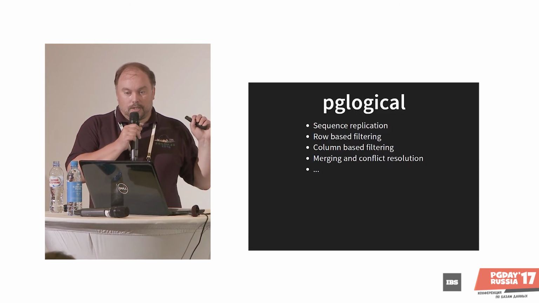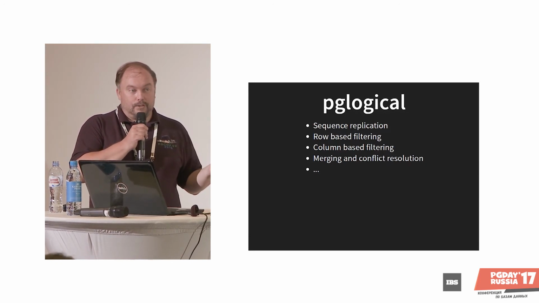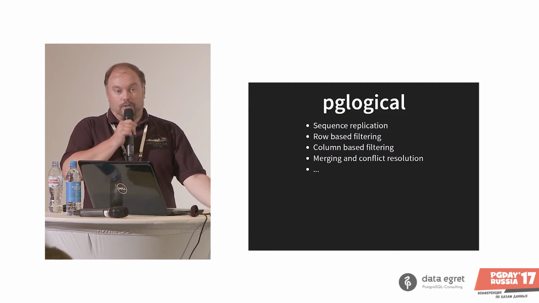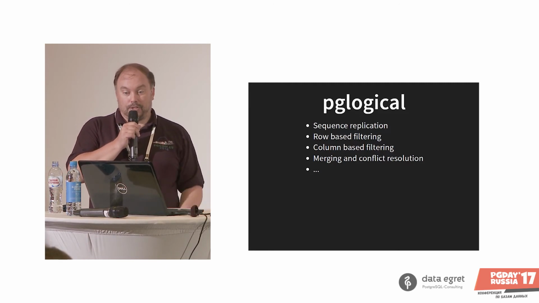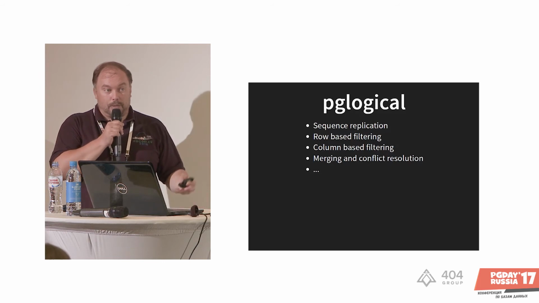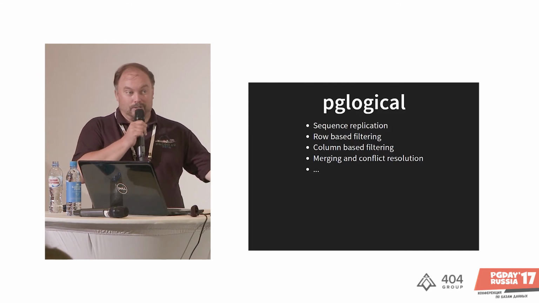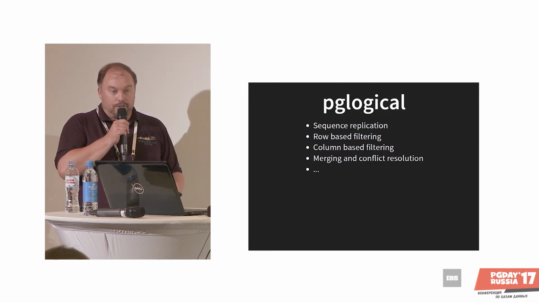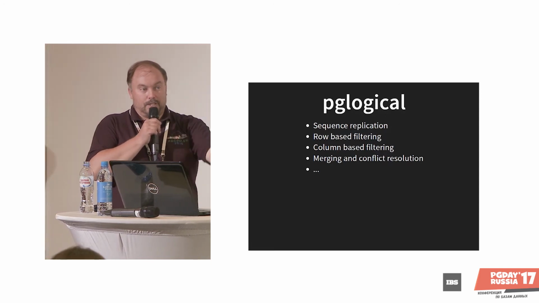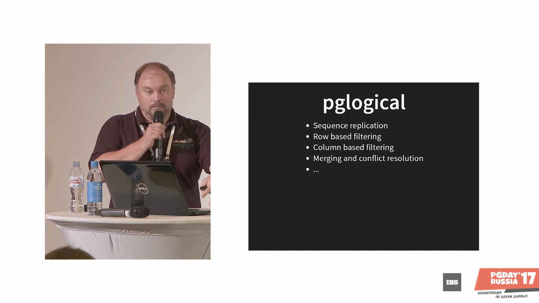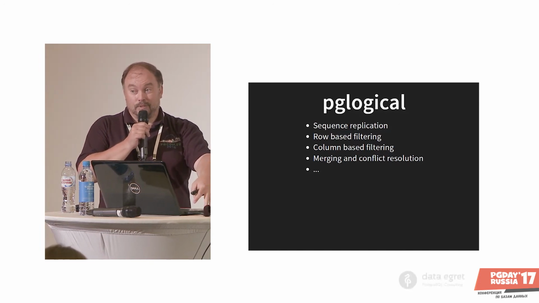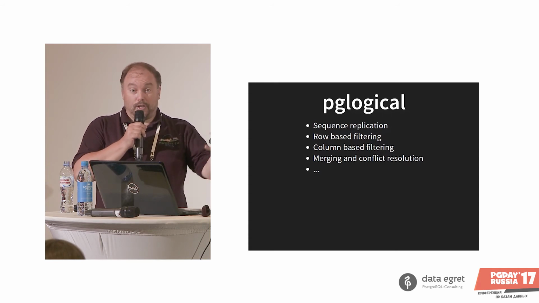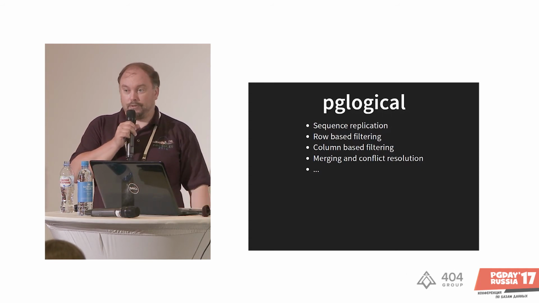It does row-based filtering. So you can say only replicate the table where the rows match this where clause, for example. So you can get partial replication. It supports column-based filtering. Replicate only these columns from a table and get them over. It does merging and conflict resolution, where you can have multiple masters replicating into the same table on the standby. And of course, if you do that, then conflicting rows can show up, and you can configure what's going to happen with the conflicting rows.